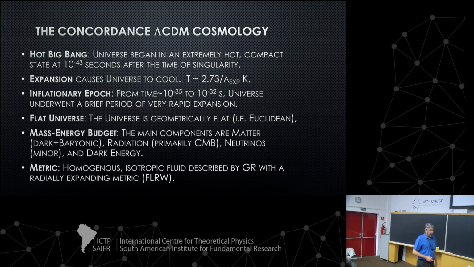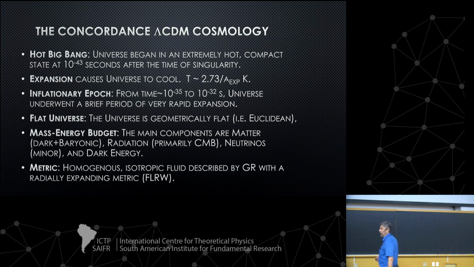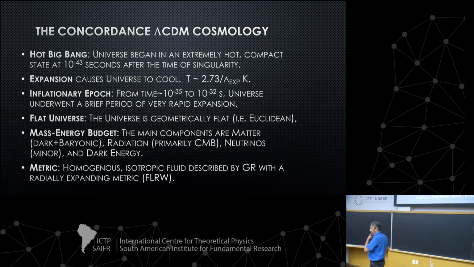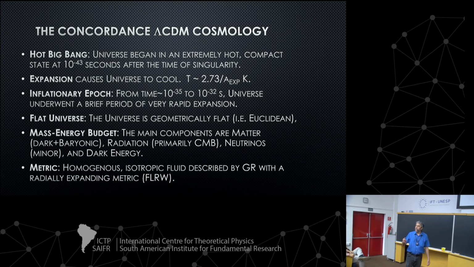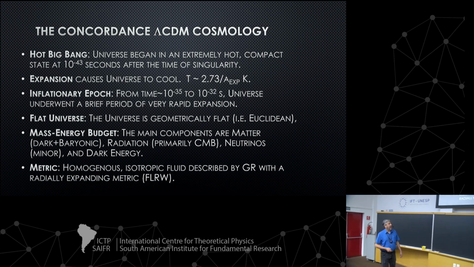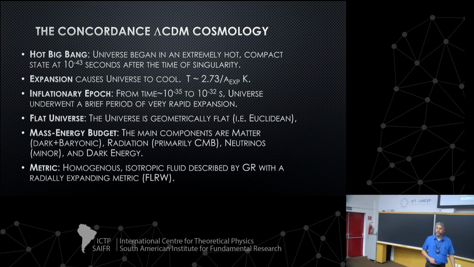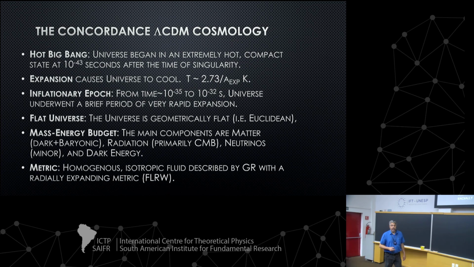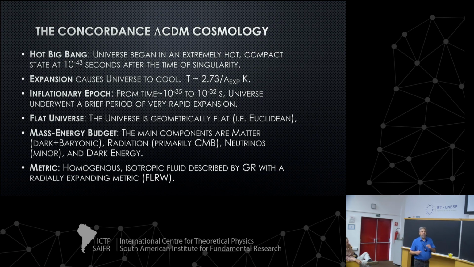Okay, so the framework for this is generally this concordance cosmology, lambda CDM, which, as you know, is supported by a wide variety of observations. We'll talk a little bit about some of the observations that are most relevant to how galaxies form, but just to get everybody on the same page, I'll outline what this model says. Okay, so it's a Big Bang cosmology. So the assumption is that the universe starts in a very hot, dense state, about 10 to the minus 43 seconds past the time of singularity.